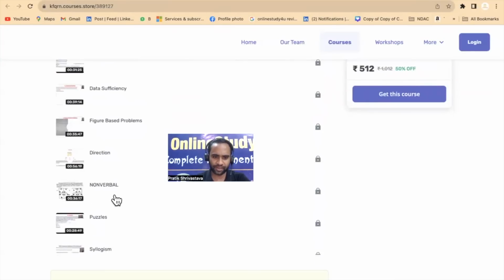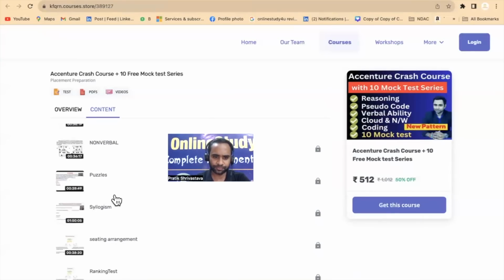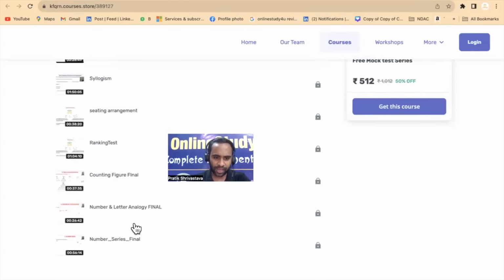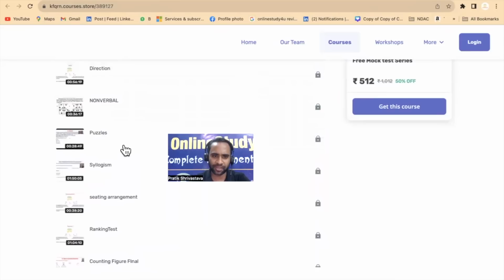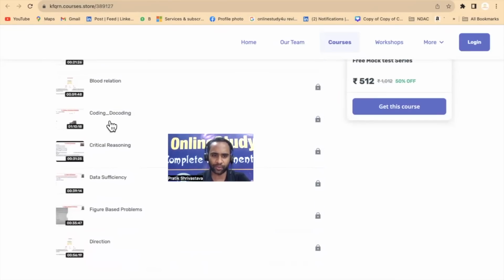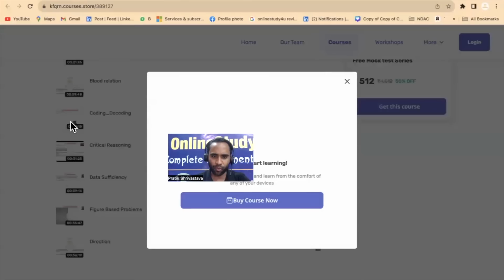So we have here, just a second. So counting figures, yeah. So number and letter, okay. Number series, counting figures, ranking test, sitting arrangement, syllogism, puzzles, non-verbal direction, figure-based problem, data sufficiency, coding, decoding, right? So basically, if you go to coding, decoding, right?